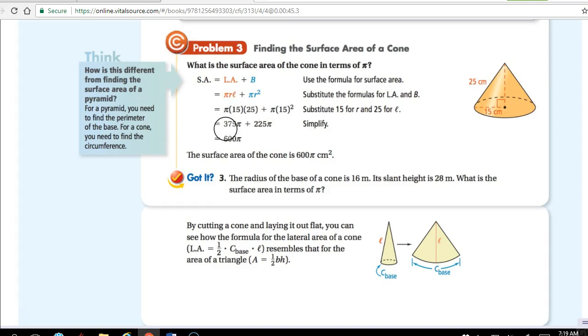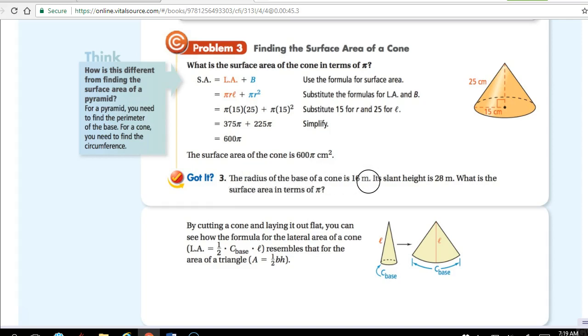So 15 times 25 is going to give me 375, and of course you've got the pi with it. And then 15 squared becomes 225, and you're going to have the pi with it. And 375 plus 225 is 600. So you end up with 600 pi as your surface area. And again, we were talking about centimeters here, so surface area is always in squared units, so centimeters squared.